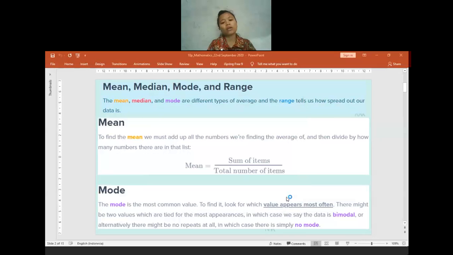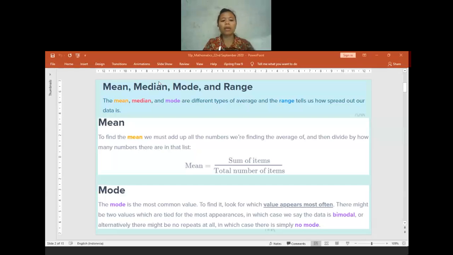We already learned about mean, median, mode, and also the range. Maybe if you forget, I will try to revise again here. Mean is when we add everything, and after that we divide it by the total number of data given. Mode is the value that is most common, that always pops up in the numbers or values given.